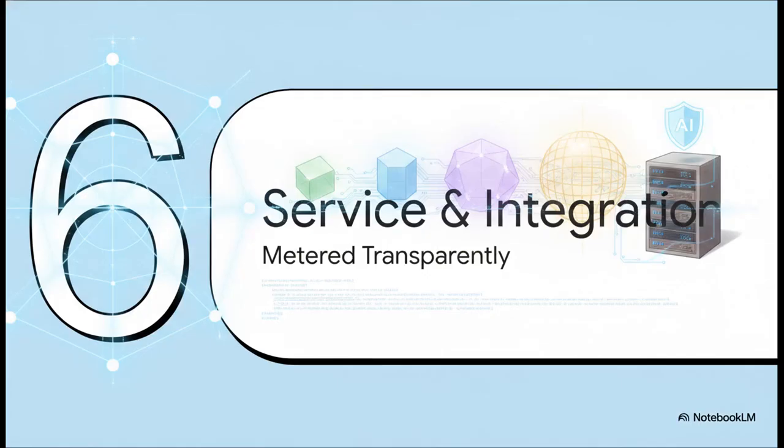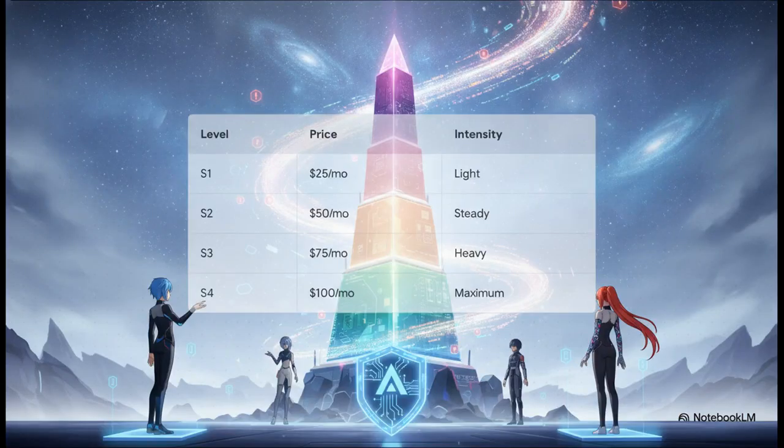Finally, Section 6, service levels and integration. A crucial point here is the metered pricing structure, which is completely transparent for enterprise scaling. Gcoder works across 4 clearly defined S levels. You've got S1 starting at $25 a month for light AI use, and that scales all the way up to S4 at $100 a month for maximum AI intensity.